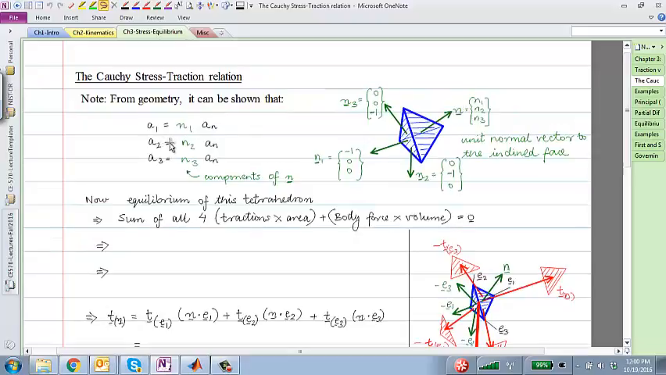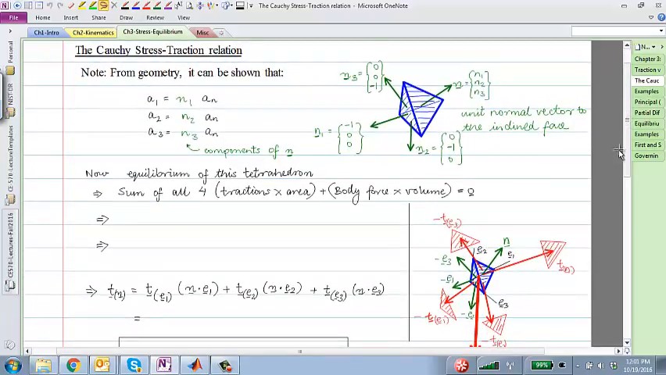A good relationship here is that the area of the face that is in the minus E1 direction, this is minus E1, so this area I'm calling A1. This area is equal to N1 times AN, which is the first component of the normal times the area of the inclined face. Similarly, A2 is N2 times the area of the inclined face. So these three relationships will help us simplify our equilibrium equations.